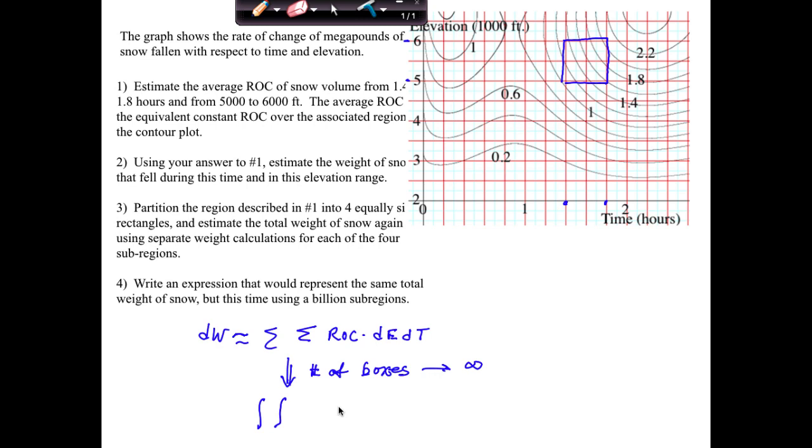And so it'll be the double integral from, so what did we say? We were going to add up the E's first. So that would be from 5 to 6,000 feet, and then from 1.4 to 1.8 hours of the rate of change function. I guess I didn't define that. So rate of change of weight with respect to E and T. Oh, sorry, it's off the screen.